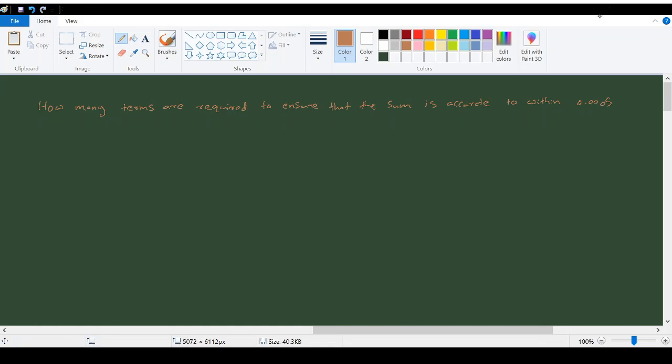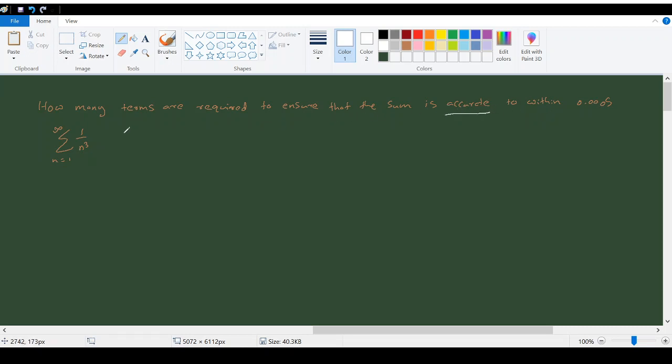Now let's have a look at this problem. This is the second part of the same problem that I discussed in the previous video. So here we are taking this as our series, right? And the question asks, how many terms are required to ensure the sum is accurate within 0.0005, right? You should get used to this terminology as well.